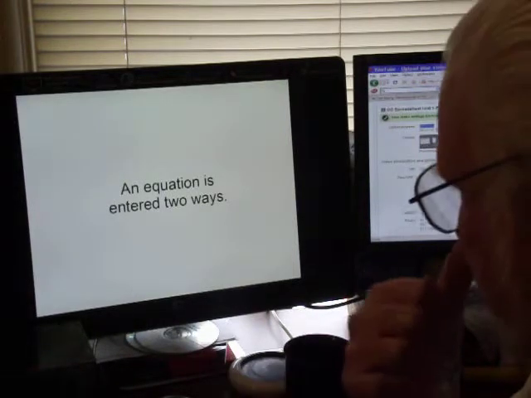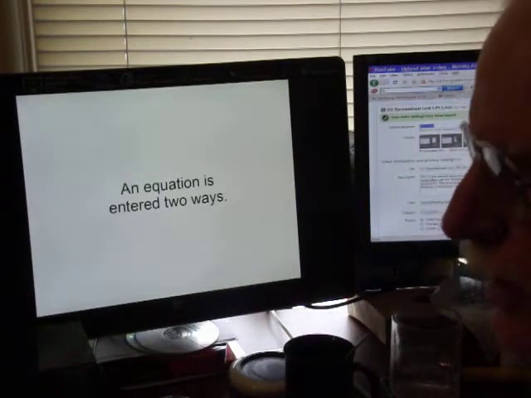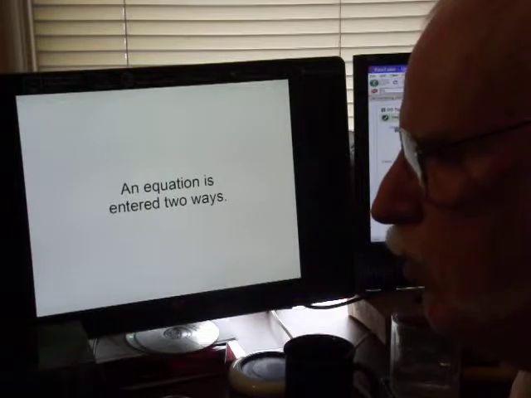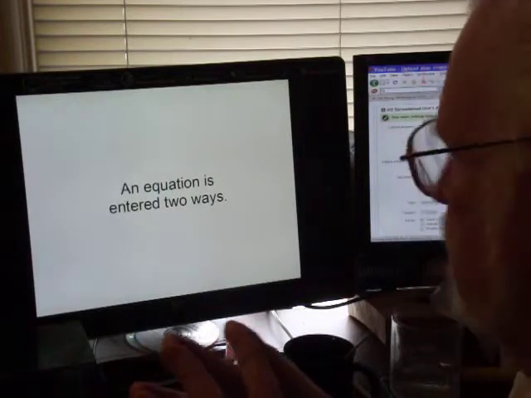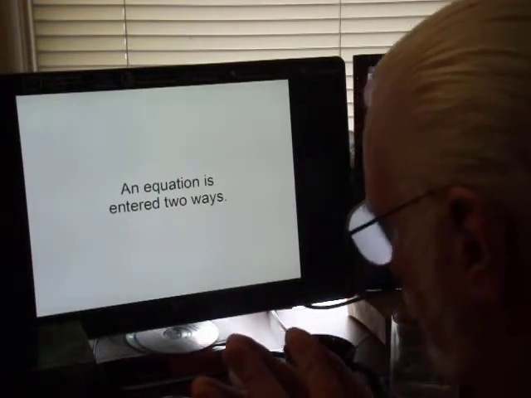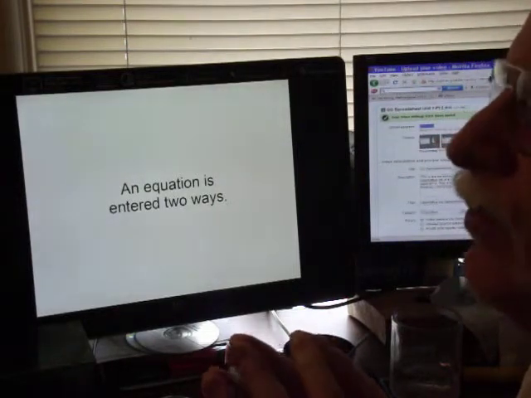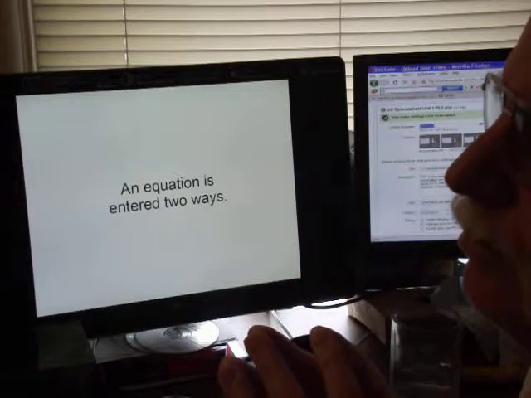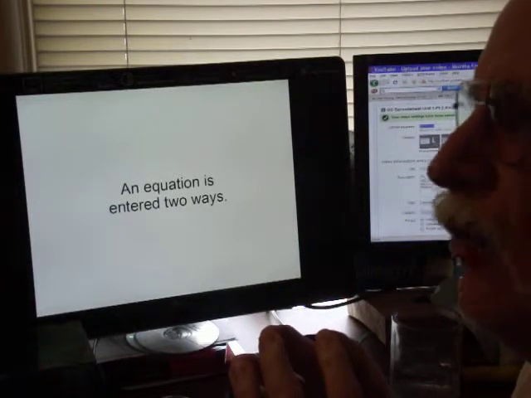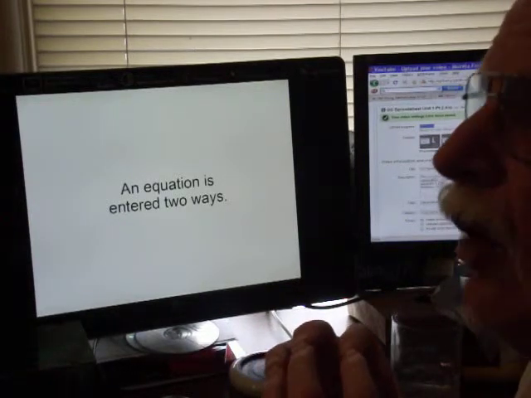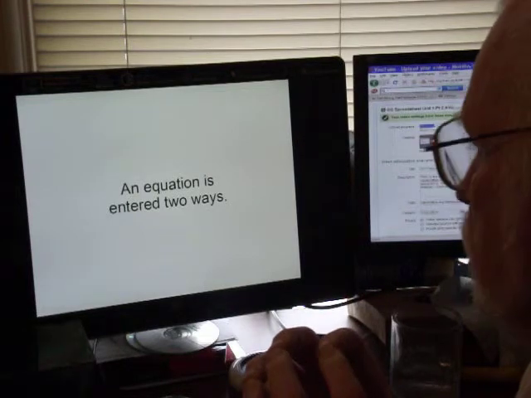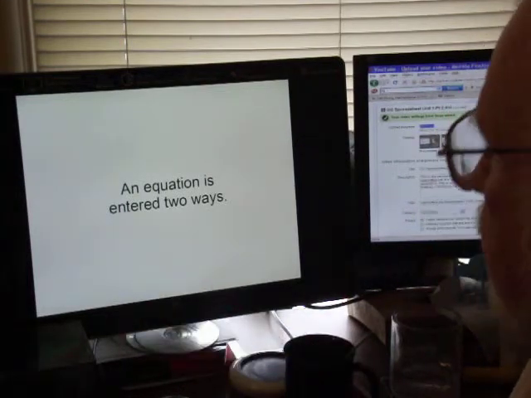Okay? An equation is entered two ways. Now we are talking about what is an equation. Let's talk about what is an equation. An equation is a formula. An equation is how we add or subtract or how we handle numbers. This is an equation. Okay?